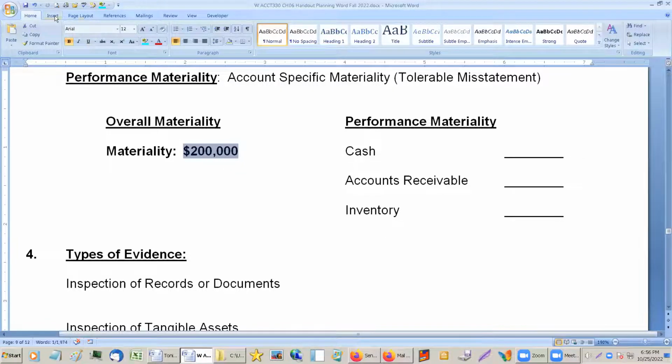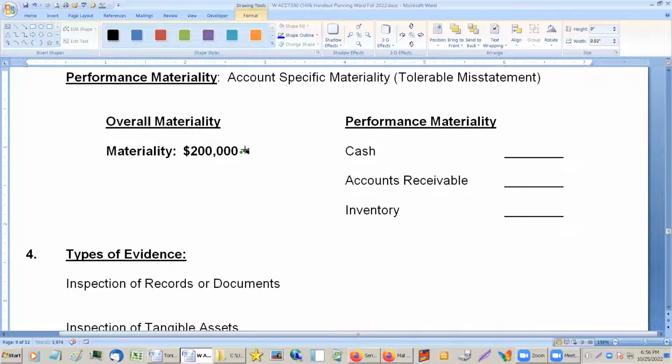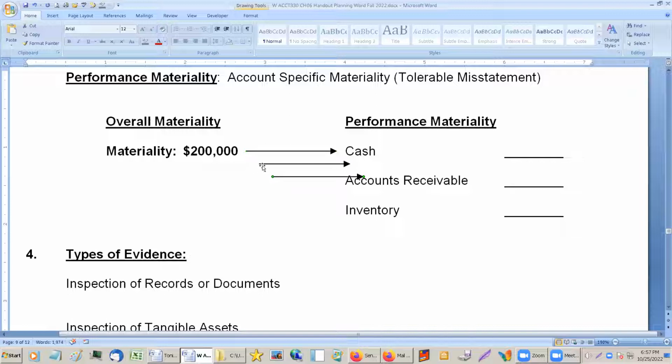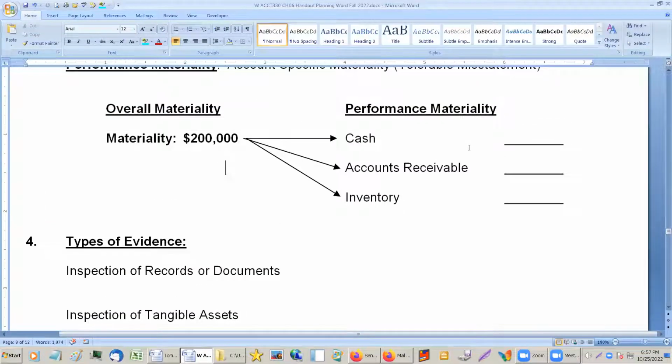So a lot of times they'll do what they call performance materiality. Oops, my arrow's backwards. And so what we're going to learn how to do is use a computer. So we're going to take this overall materiality and divvy it up somehow between cash, accounts receivable, and inventory.